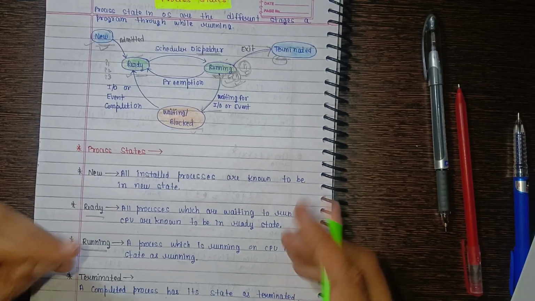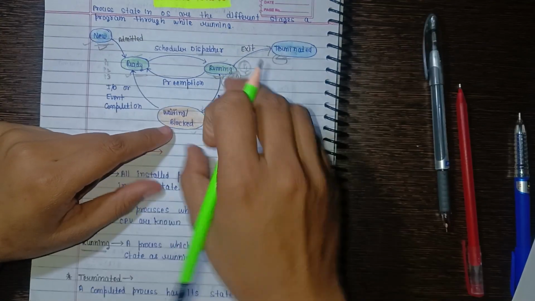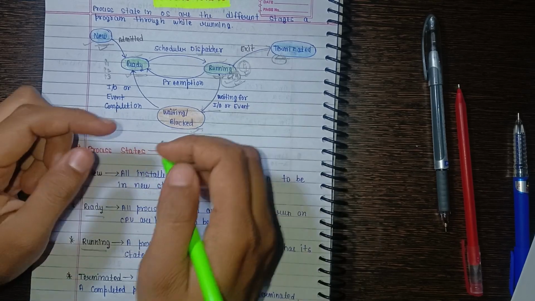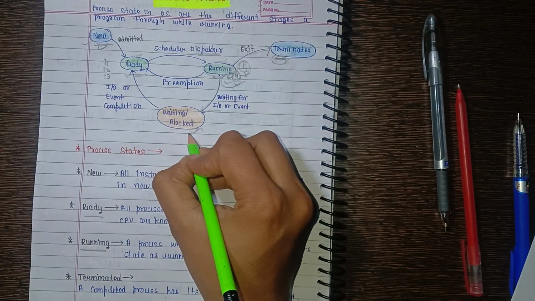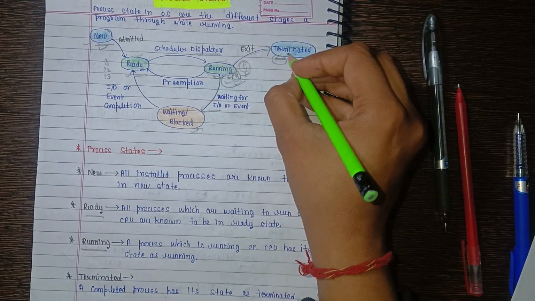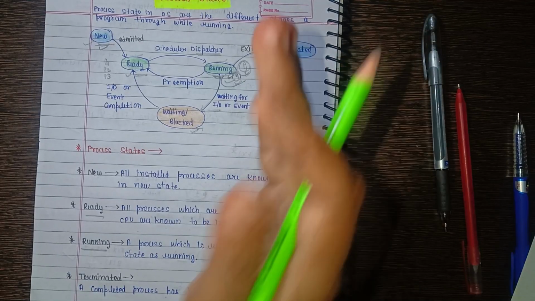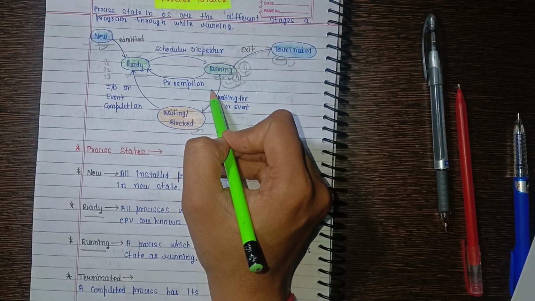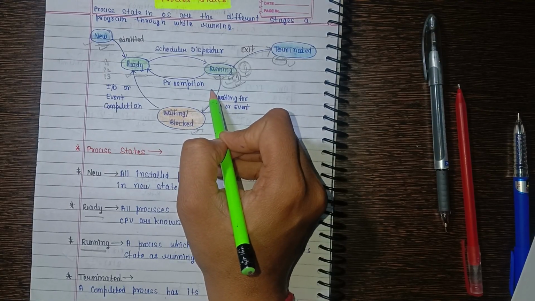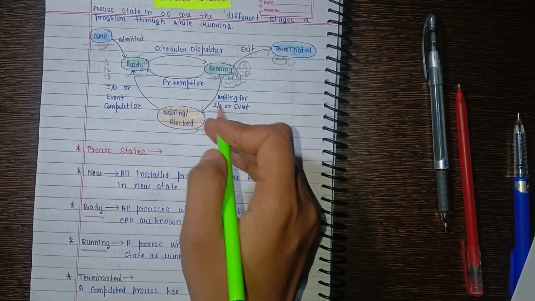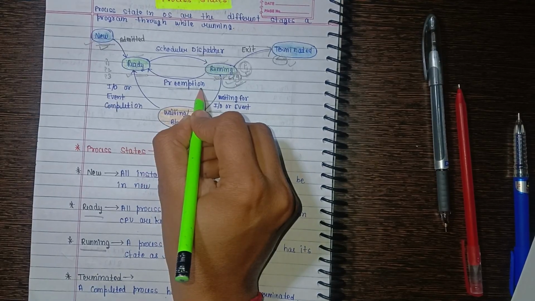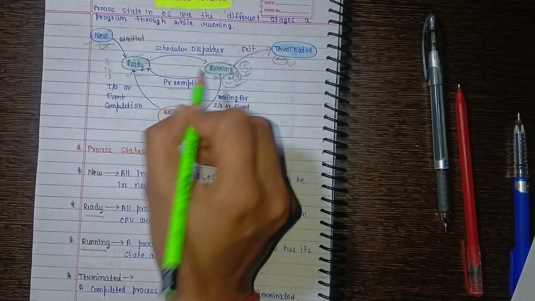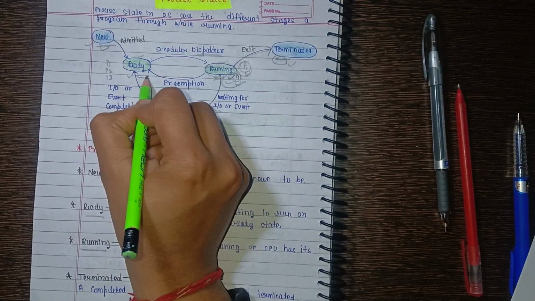Okay, but if a process does not require any waiting or blocked state, and it is not terminated, but we forcefully remove the process or take it out from the CPU, then this is known as preemption. Means the process will go to the ready state.